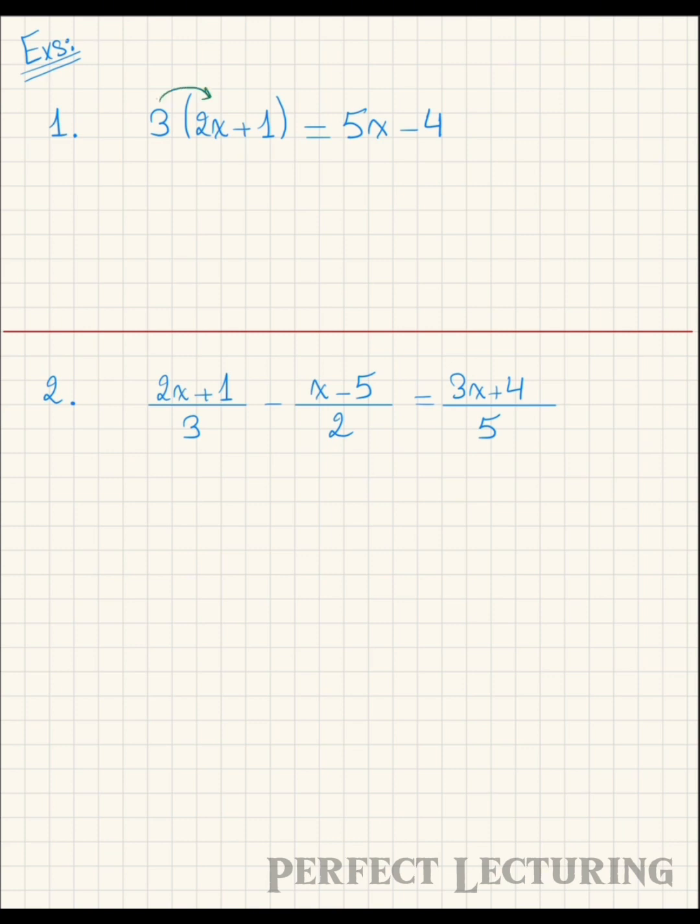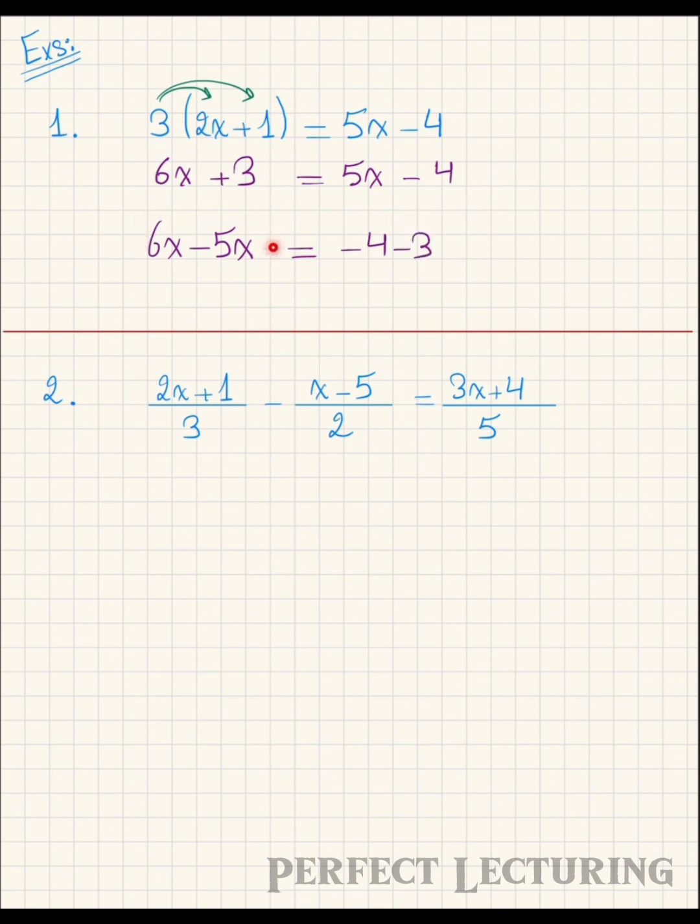First, I have to distribute, so this becomes 6x + 3 = 5x - 4. Now I have to move the 5x to the left side in order to group all the x's together, and I have to move the 3 to the right side in order to put all the terms not containing an x together. But whenever I move any term from one side to another side, I must change its sign. So I copy the 6x, then I move the 5x to the other side, which becomes negative 5x, equals, we copy the negative 4, then I move the 3 to the other side, which becomes negative 3.